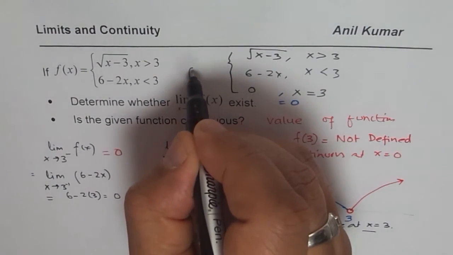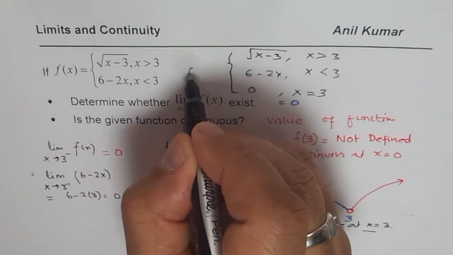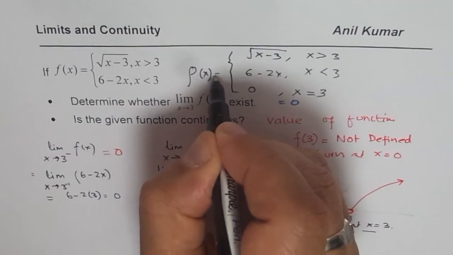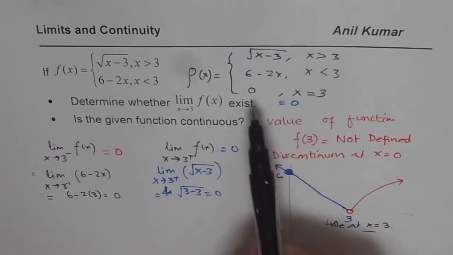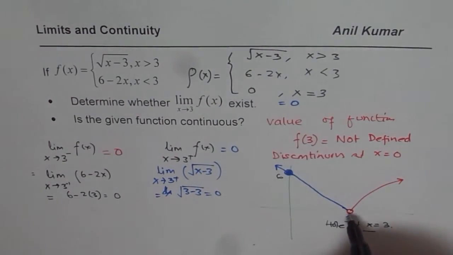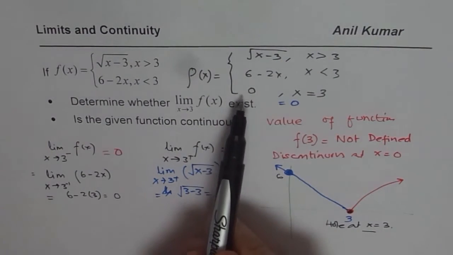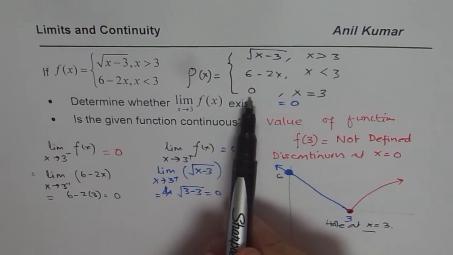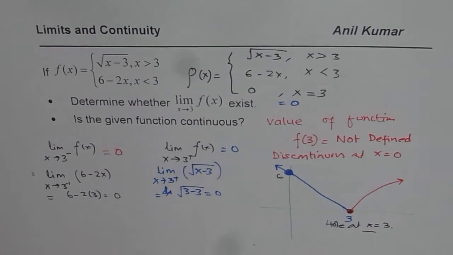In that case, let me call this p of x, a modified function. This modified function plugs the hole. By adding one more property to the function, that is, let it be 0 for x equals 3, you can make this function continuous. So that could be an extension to this particular question: how can you modify f of x to make it continuous at 3? That is how you can do it.